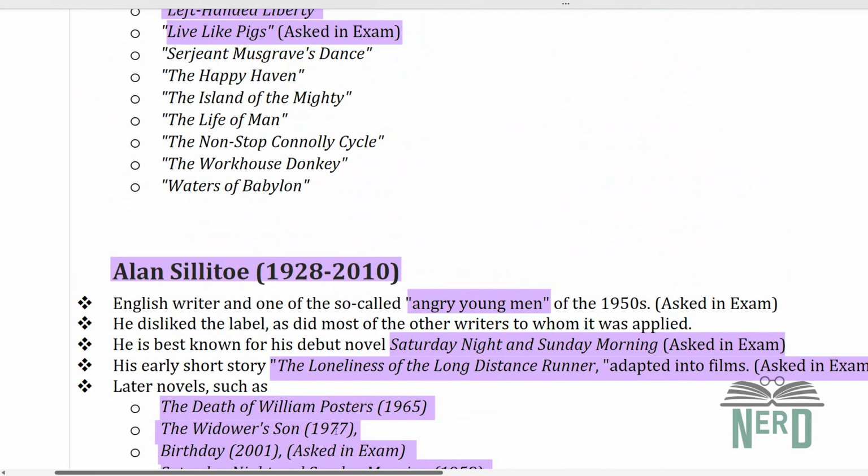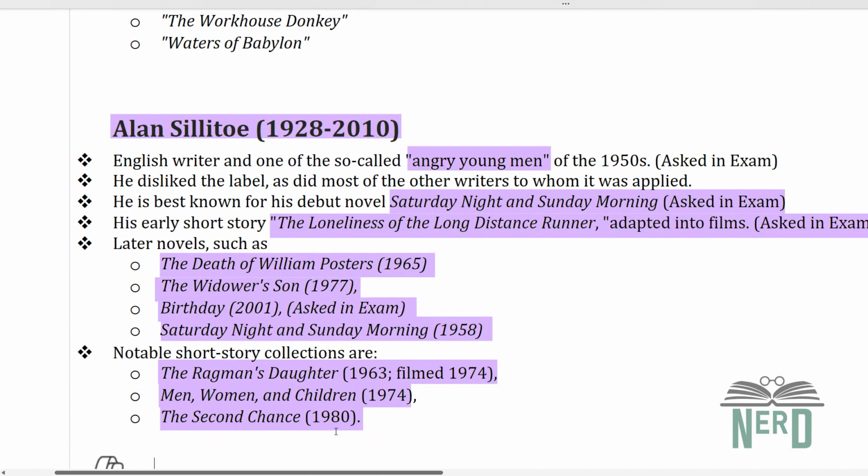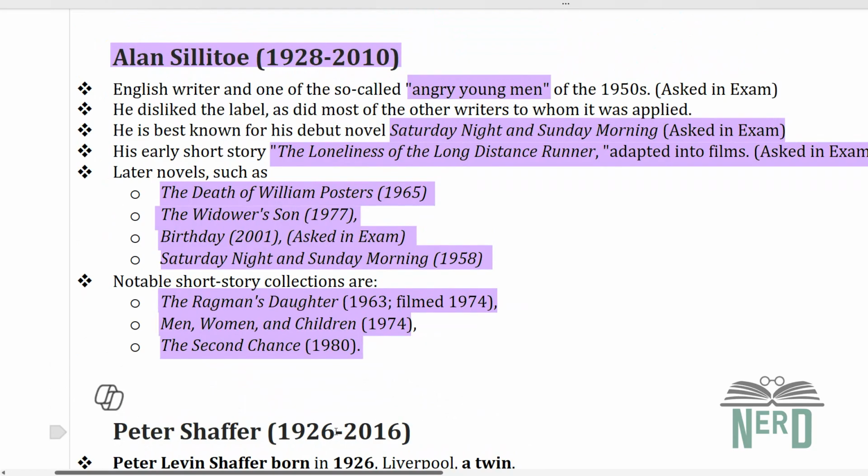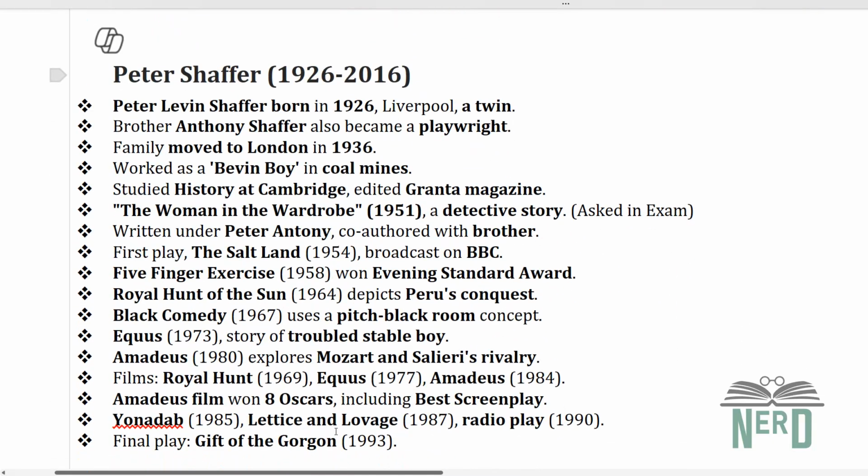Sillitoe's style combined realism with rebellion, a working-class perspective unafraid to challenge authority or convention. His voice helped define a new era of British fiction, one that demanded authenticity and truth.